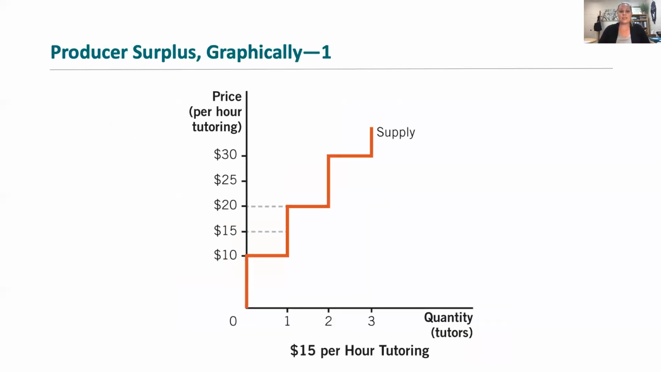If we look at a case where tutoring is actually paying $15 per hour, then we know that only Anne is going to provide this service because this actual selling price is too low for April and Andy to be willing to sell. Anne will sell her services, but she's willing to sell them at $10 and receives $15. This gives her a producer surplus in the value of $5.